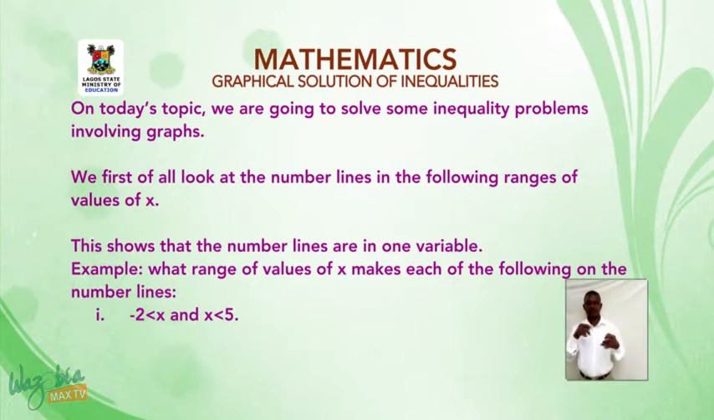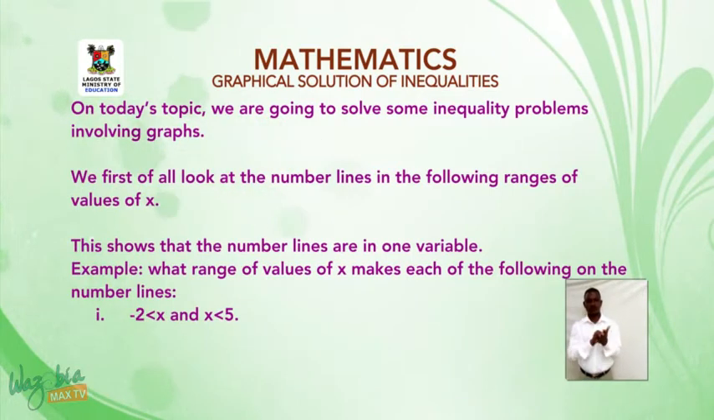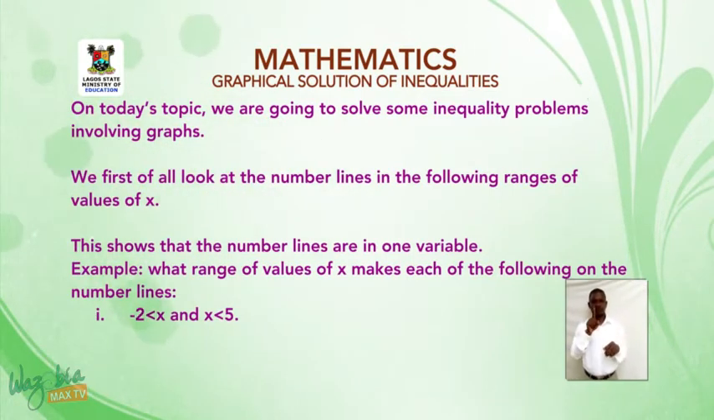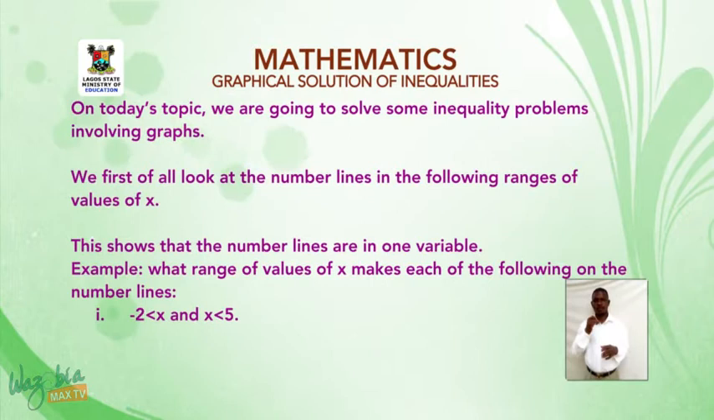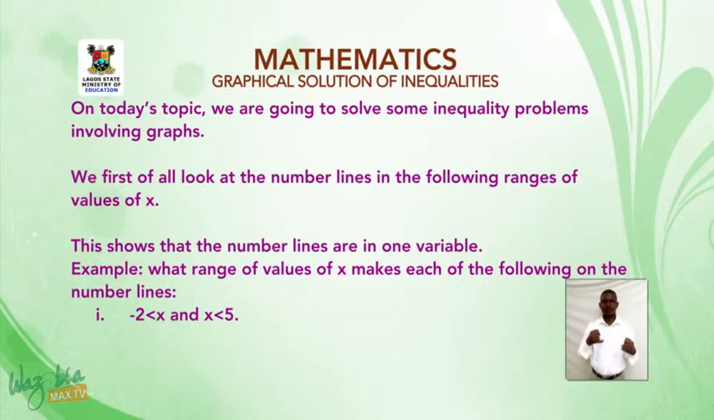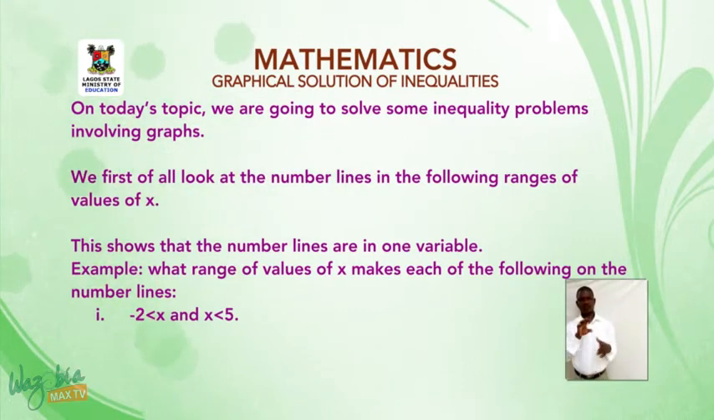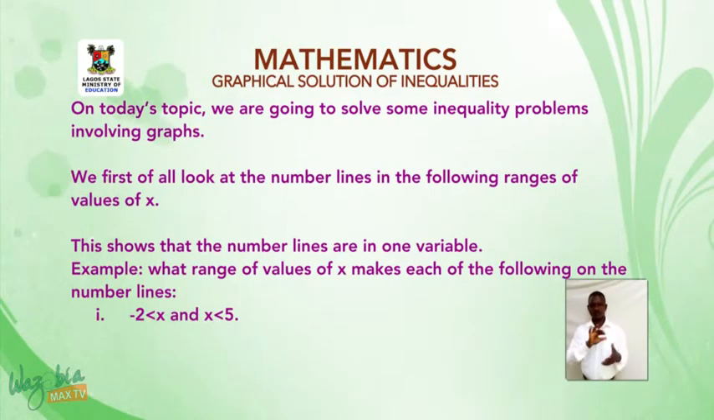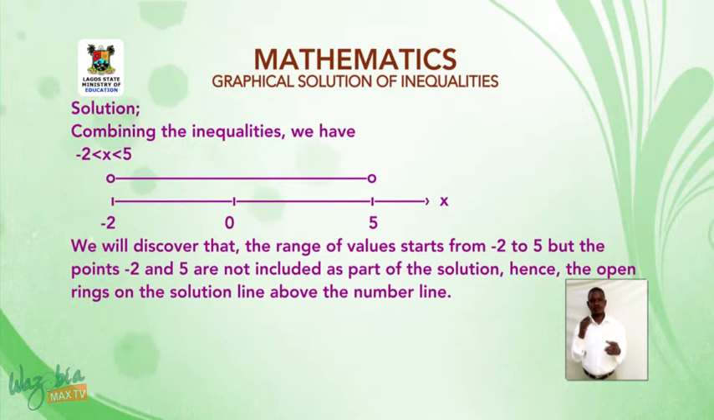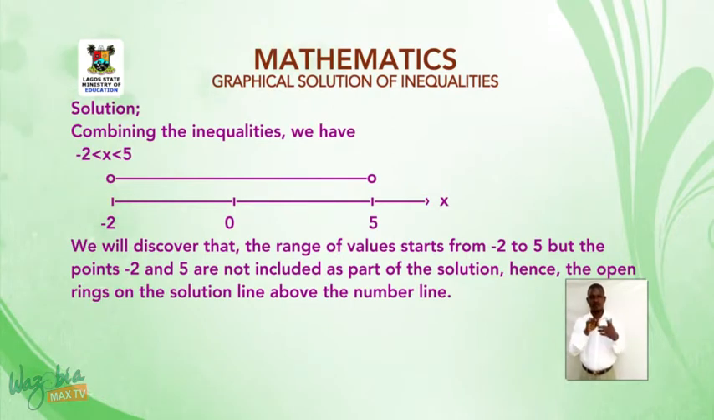We first of all look at the number lines in the following ranges of values of x. This shows that the number lines are in one variable. Example, what range of values of x makes each of the following on the number lines? Roman figure 1, minus 2 less than x and x less than 5. Solution, combining the inequalities, we have minus 2 less than x less than 5.